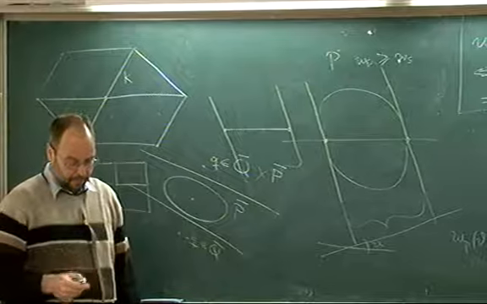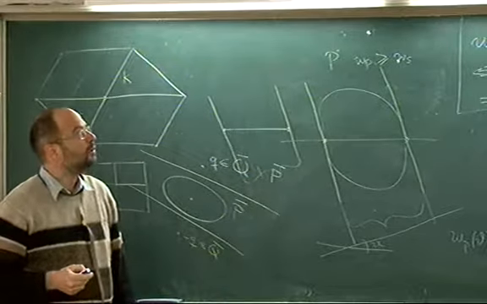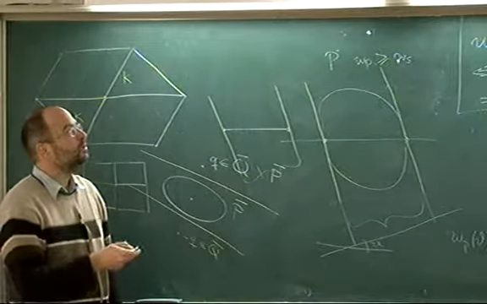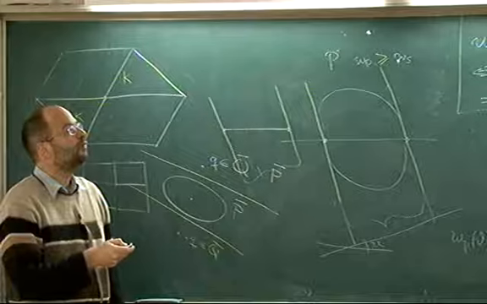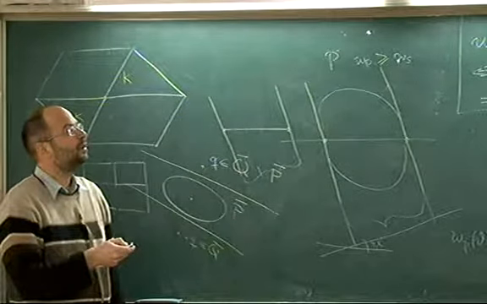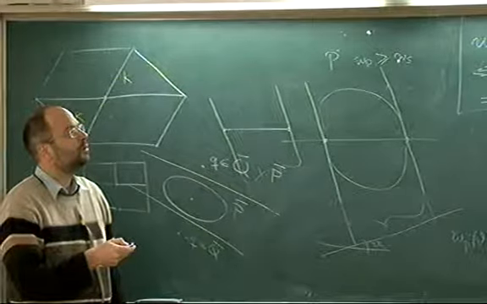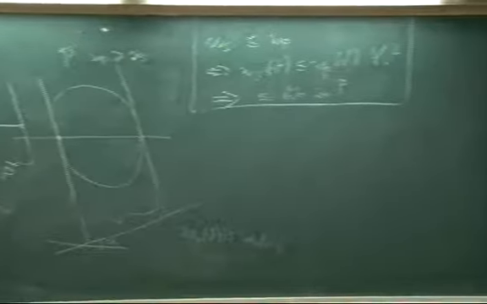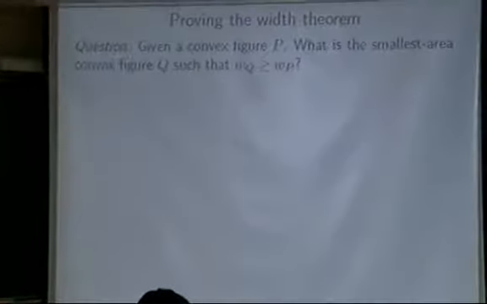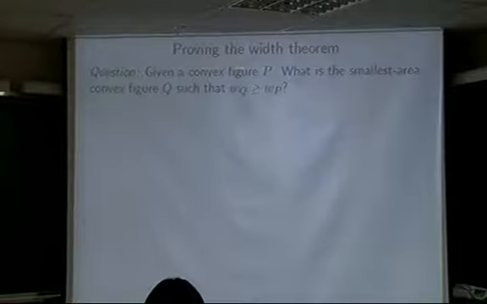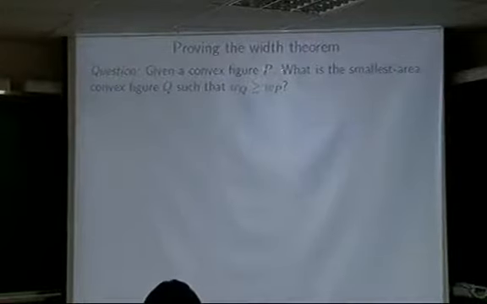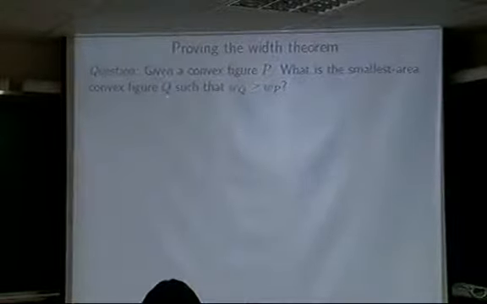So my width theorem somehow was about the question: I'm given a convex figure, and so it has this width function. Now what I want to do is minimize the area while dominating this given width function. So I could ask this question here: if I have a convex figure P, what would be the smallest convex figure whose width function dominates my given width function?